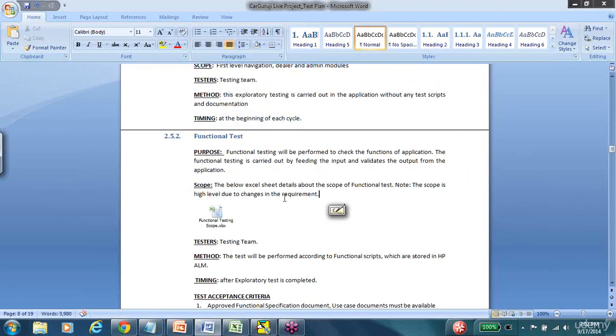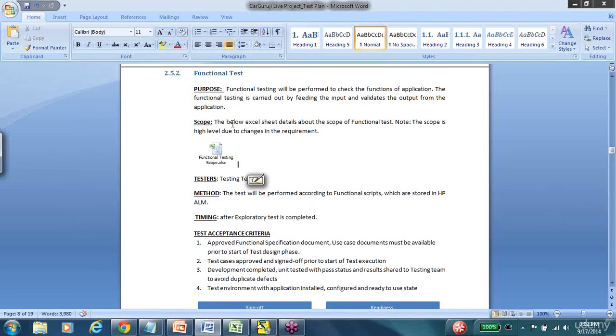Next comes functional testing. So this is going to be very interesting for us. The reason why this is carried out is to check the functions of the application. So this is carried out by feeding the input and validating the output from the application. So here you're actually validating. You are really dealing with the application itself, providing it an input, getting its output, checking whether or not that output meets your expectations. So that is functional test.